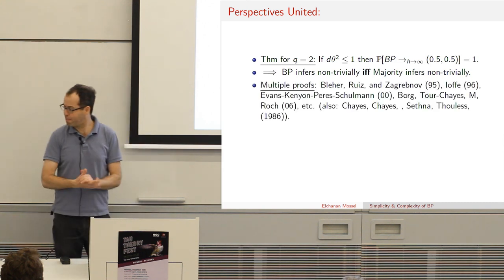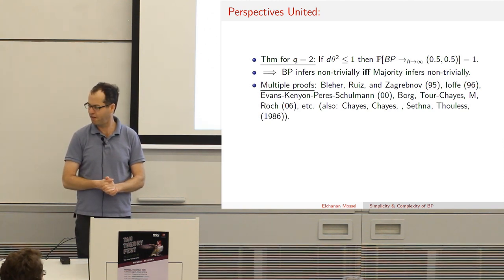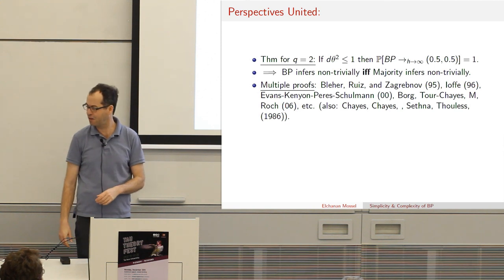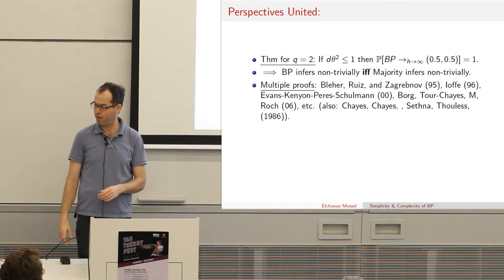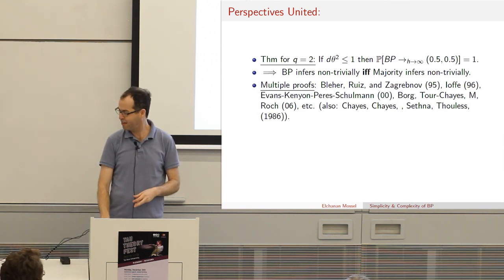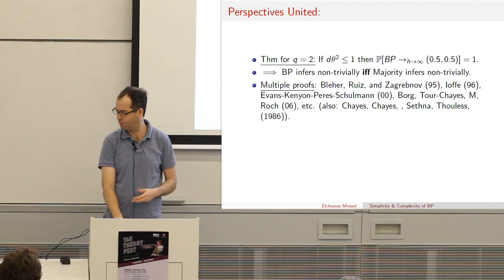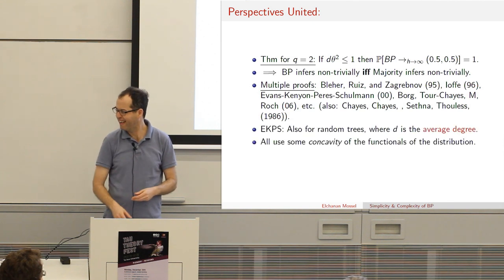And this is a big theory. I'm mentioning some names here. There's Bleher, Ruiz, and Zagrebnov in the statistical physics theory, Mossel, and Higuchi, Dimayaf from the Technion. I learned about this from Yuval Peres in this paper, Evans, Kenyon, Peres, and Schulman, and so forth. There are now many proofs of this fact. This theorem is non-trivial. It's now very popular in information theory. Yury Polyanskiy has a bunch of information theory proofs of that. So this became a very active area in information theory, with some generalizations.